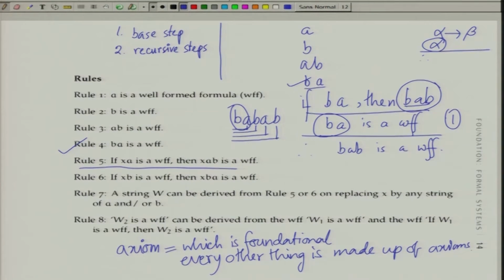Now you see that we have established that BAB is a WFF. Now BAB has been added to the list of WFFs. Then we can go to the next level. Once again, now what are the letters B, A and B? The last letter is B. Now we can replace X by BA in rule 6, and by doing that rule 6 will give me, I just erase the rest of it so that we can make some space.